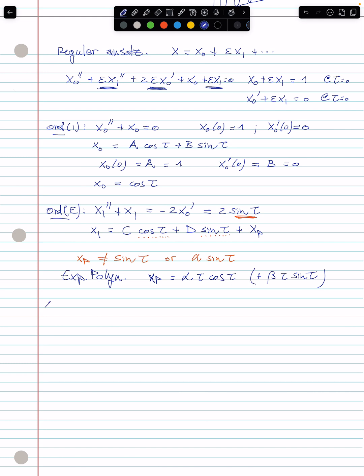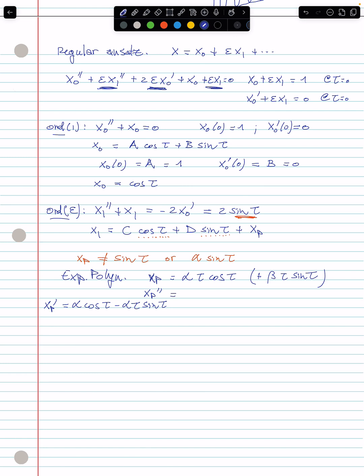Well, if we do that, you see that the first derivative of xp is alpha multiplied by cos tau minus alpha tau times the sine of tau. And that's for the first derivative. And the second derivative of xp, we need to differentiate this once more.